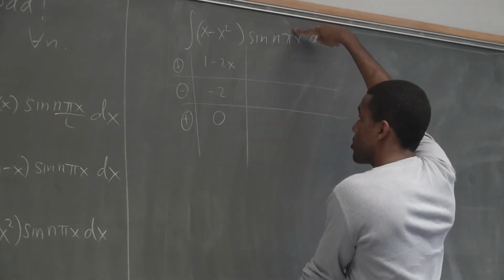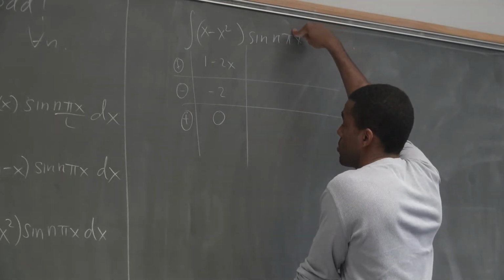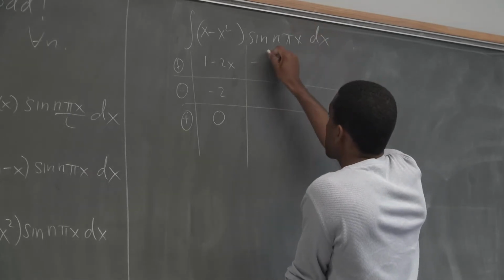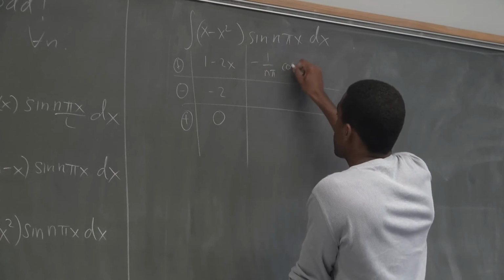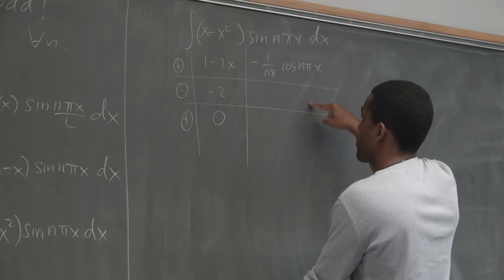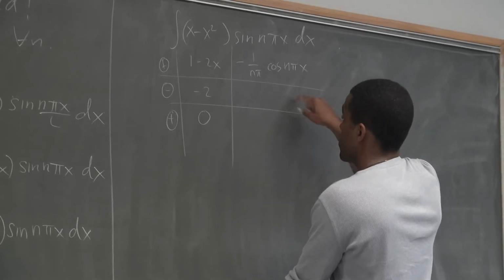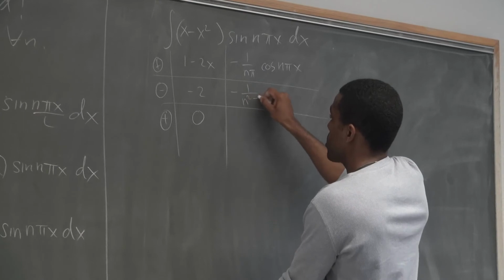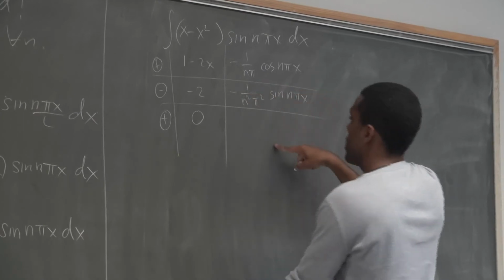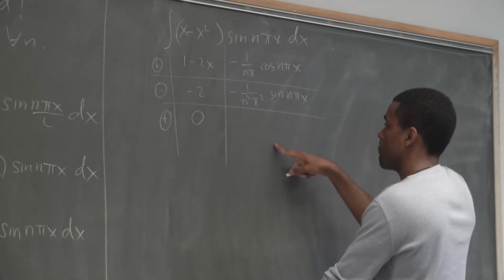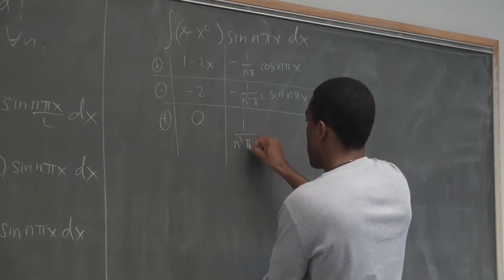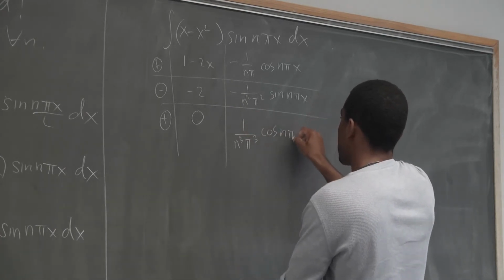Now integrate sine n pi x. The integral of sine n pi x is negative 1 over n pi cosine n pi x. The integral of that is negative 1 over n squared pi squared sine n pi x. The integral of that is 1 over n cubed pi cubed cosine n pi x.